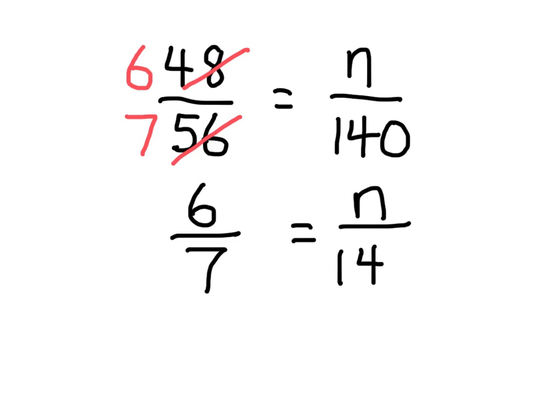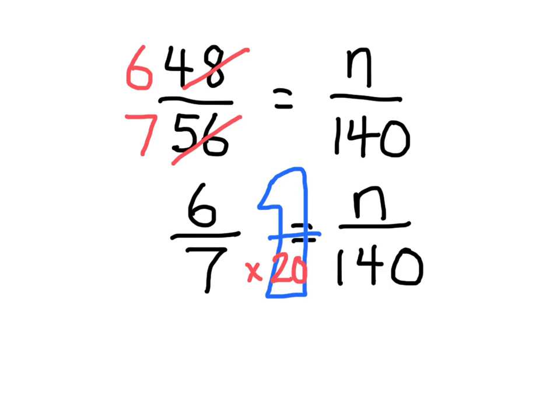Again, I don't have the giant 1 pasted in there, so let's go ahead and just draw it in. Okay, so I got my giant 1. I would multiply 7 times 20. That equals 140. So 6 times 20 would equal n, which is 120. Okay, how'd you do?